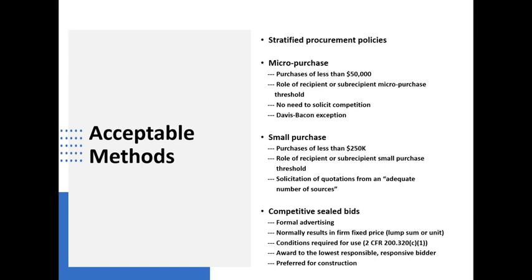But it's up to you to cast as wide a net as possible so that you are able to obtain competition. And the idea is that normally this is going to result in a firm fixed price contract, either on a lump sum basis or on a unit cost basis. There are conditions that are established in the rules for the use of this, and by and large, they have to do with the nature of the marketplace.